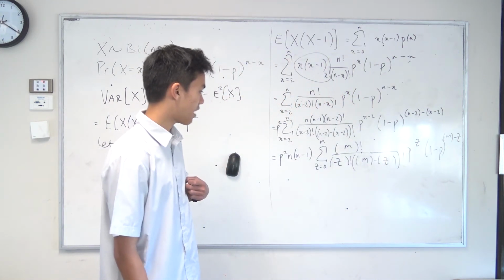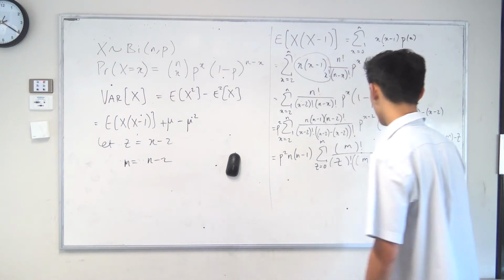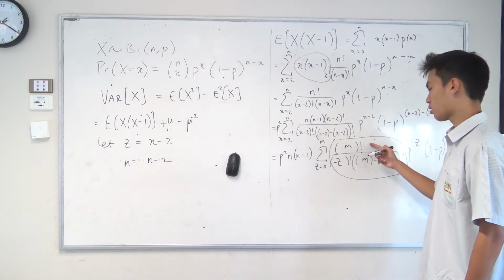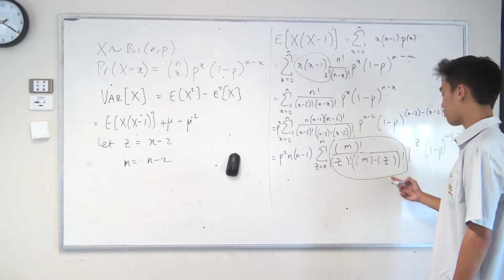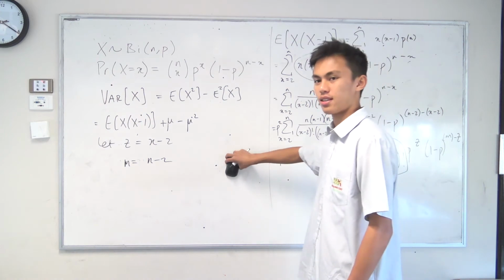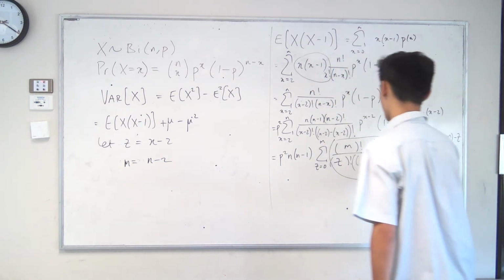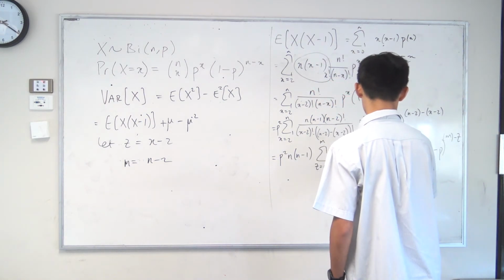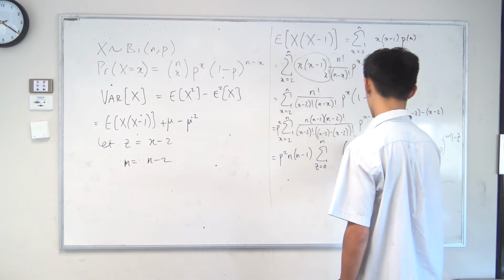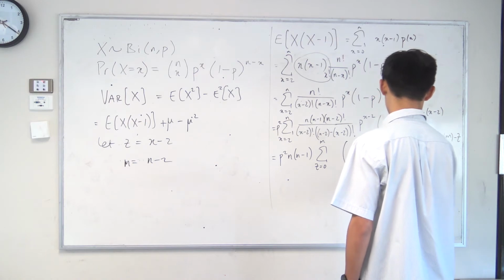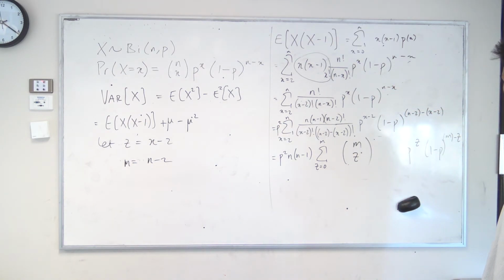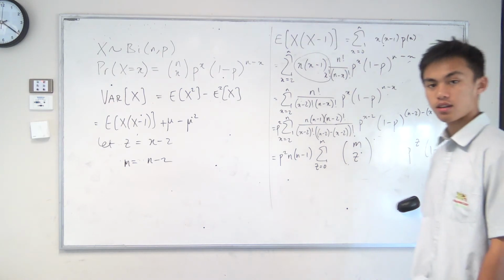And now let's start cleaning things up a little bit. Let's take a look at this part right here first of all. m factorial over z factorial times m minus z factorial. That's pretty much m choose z. That's the definition of m choose z. So let's do a replacement right there. So this thing right here is now equal to m choose z like so. And what else can we do? I think that's all we can do really. Let's rewrite this a little bit.